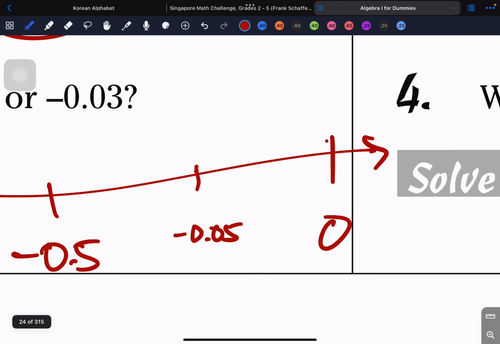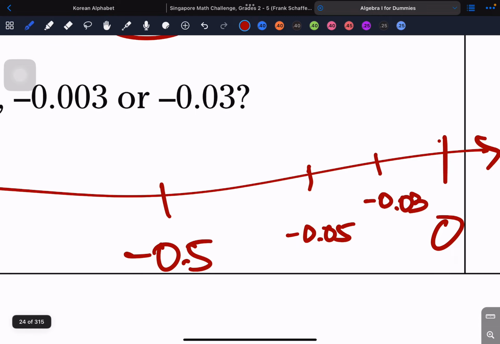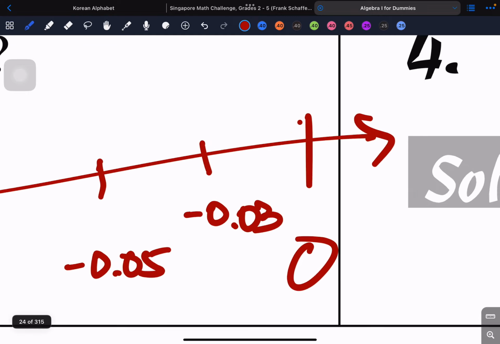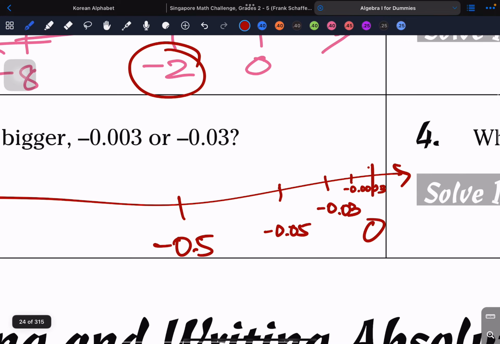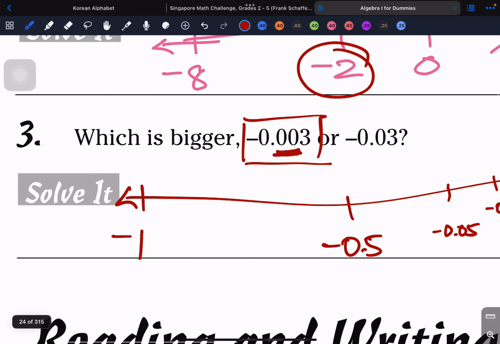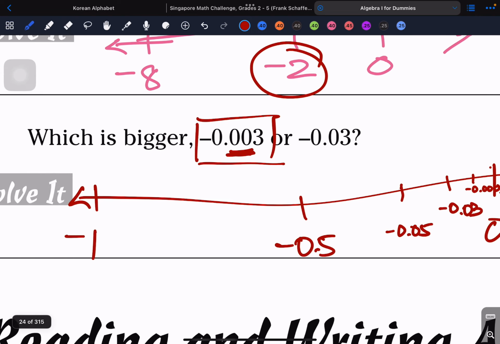So, somewhere here, nandito si negative 0.03. Tapos kapag in-enlarge mo pa to somewhere here, nandito si negative 0.0003. The more na mas madami yung zero mo after the decimal point, the more na mas malapit ka kay 0. So, ang ating answer ay ito. Dahil ang tanong ay, sino ang mas malaki?